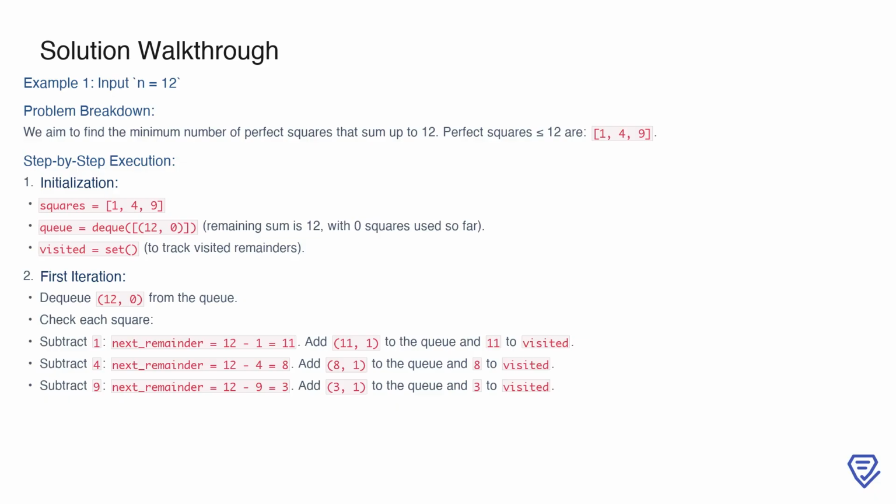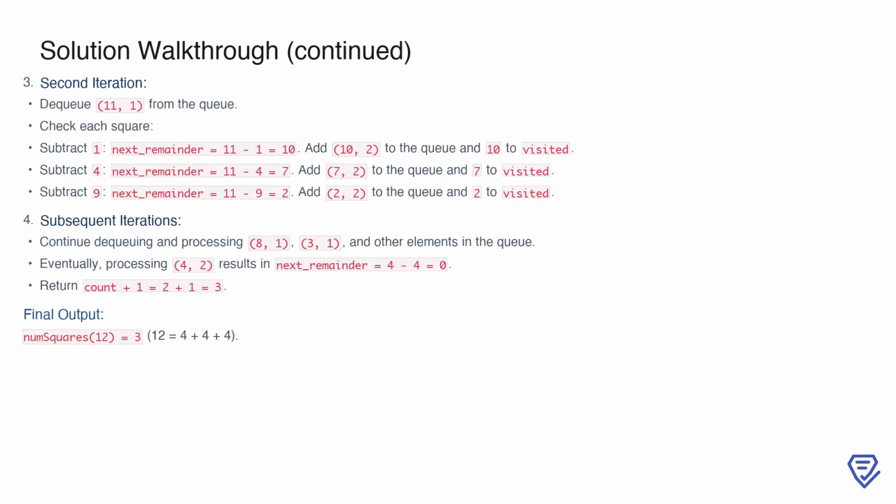Subtracting 1 gives us 11, so we add 11, 1 to the queue and mark 11 as visited. Similarly, subtracting 4 gives 8, so we add 8, 1 to the queue and mark 8 as visited. Finally, subtracting 9 gives 3, and we add 3, 1 to the queue while marking 3 as visited. This completes the first iteration, and we now have 3 new states to explore in the queue.